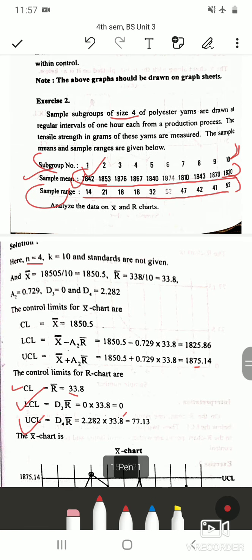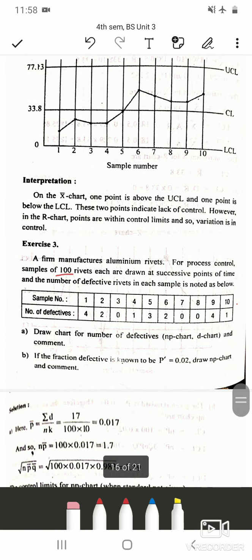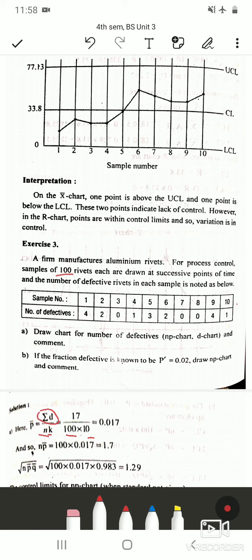So in this question our n is 100, k is 10. So what is P bar? We have seen just now, it is summation d by n into k. We got n and k, so n is 100 and k is 10. Now we have to calculate summation d. This is your d. Now you have to add all these values to get summation d. So this will be 4 plus 2, 6, 7, 10, 10 plus 2, 12, 16 plus 1, 17. So summation d is 17.